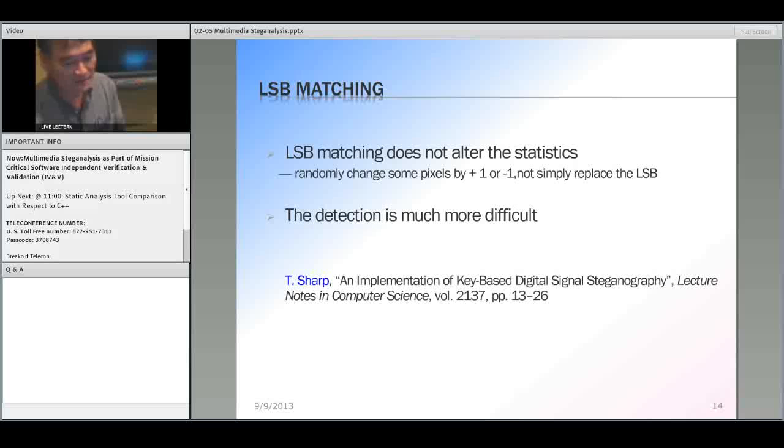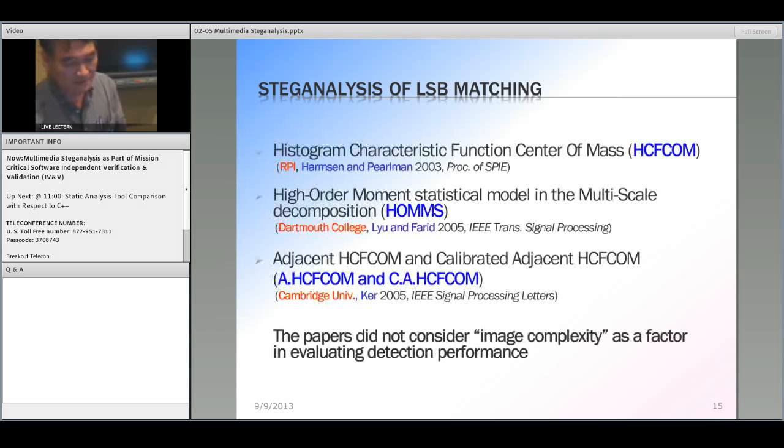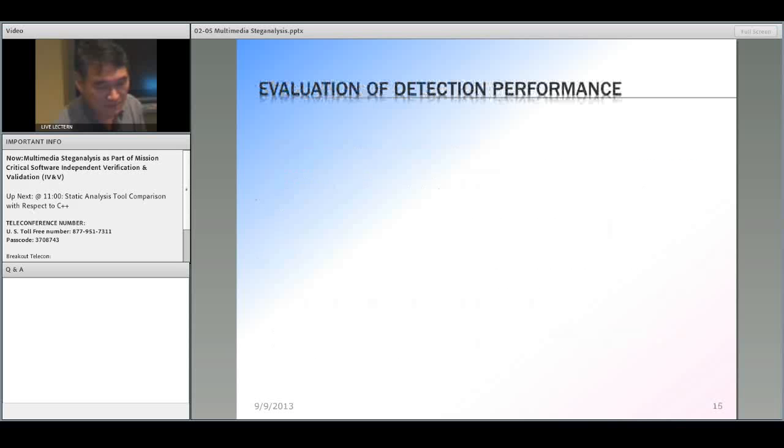In LSB matching, which is least significant bit matching, does not alter the statistics, and the detection is much more difficult. We have a paper several years ago talking about LSB matching steganalysis. All right, I think I should skip most of the technical details, which are very specialized and not quite relevant to the larger proposal of including this activity as part of the IV&V.